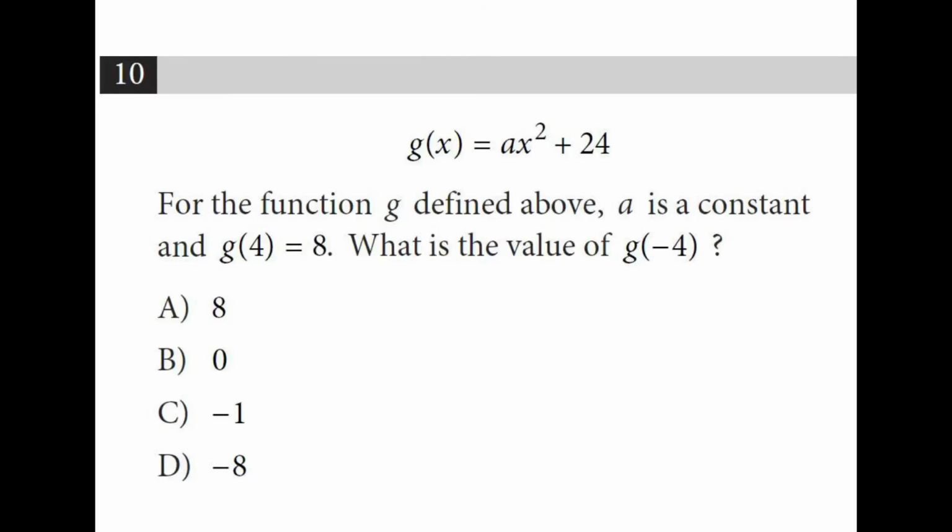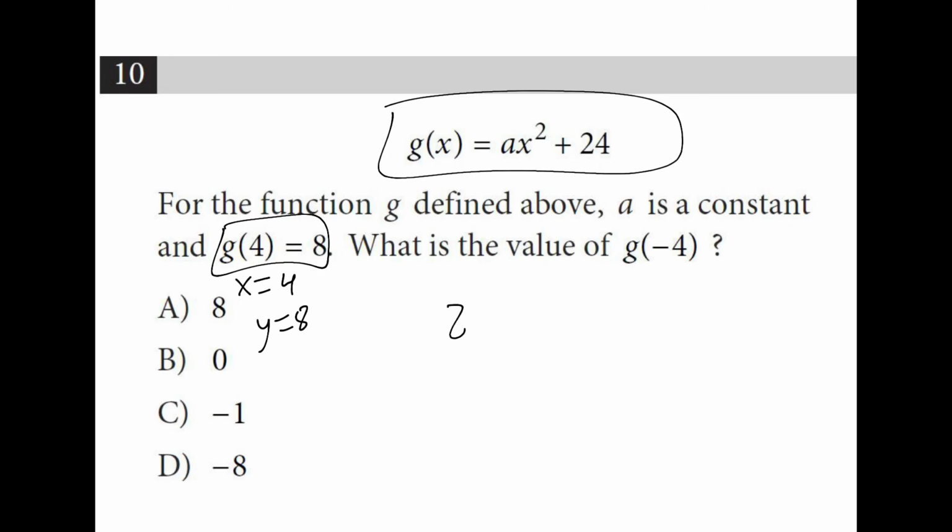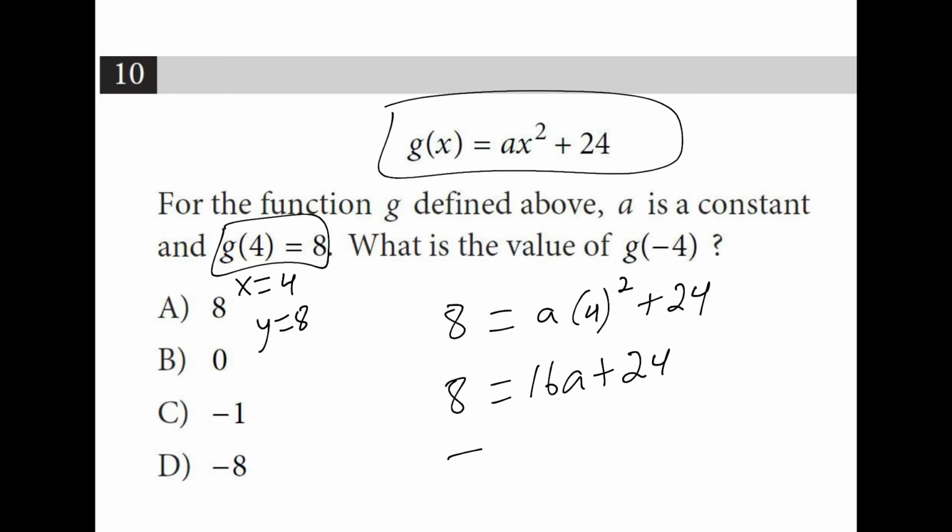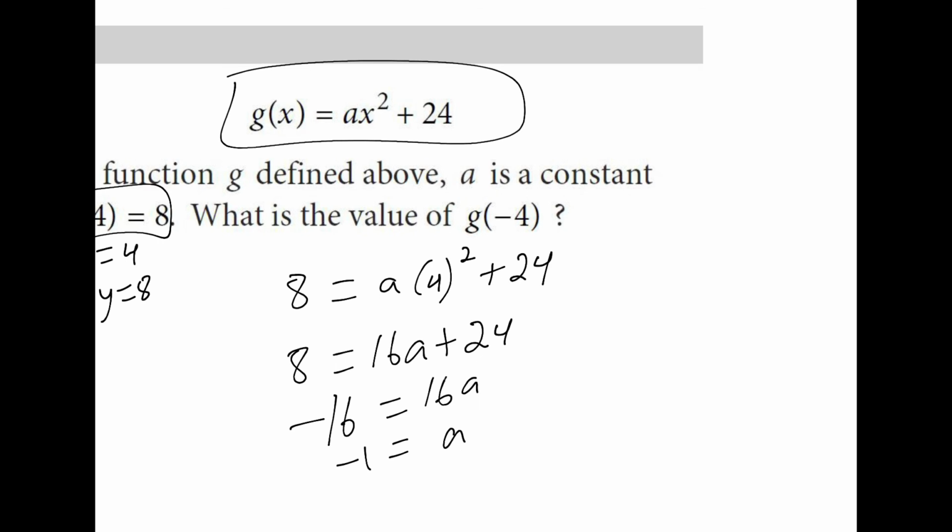So we're going to use x equals 4 and y is equal to 8 from this to figure out a in this equation. So I'll say 8 is equal to a times 4 squared plus 24. So 8 is equal to 16a plus 24. If I subtract, I have negative 16 is equal to 16a, or a is equal to negative 1. So I'm going to keep that in mind.